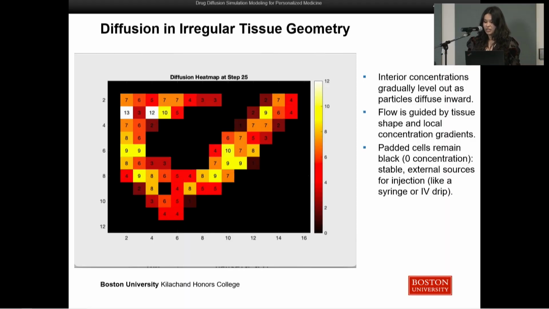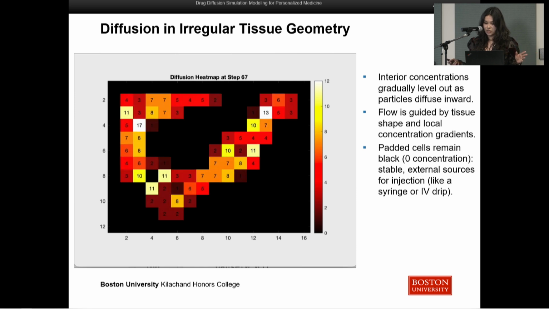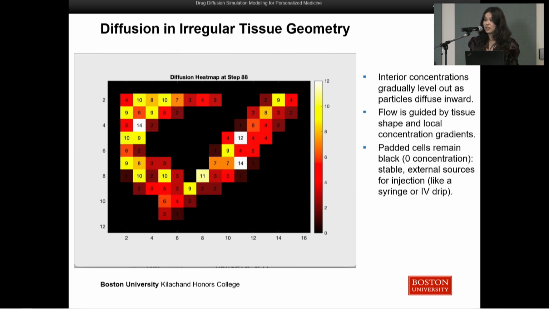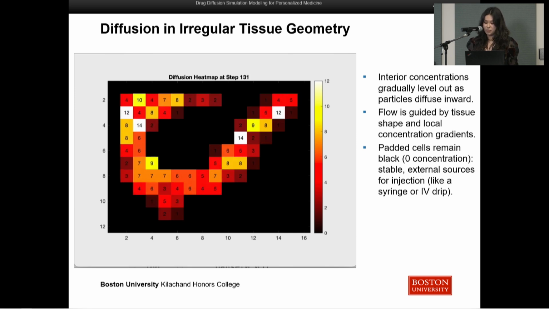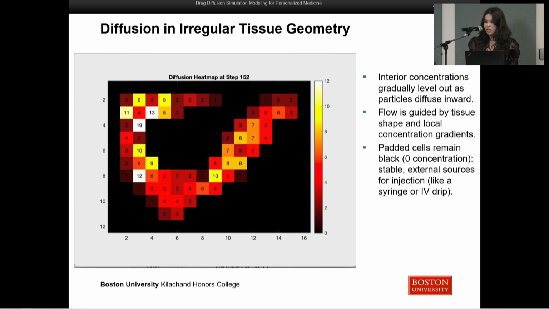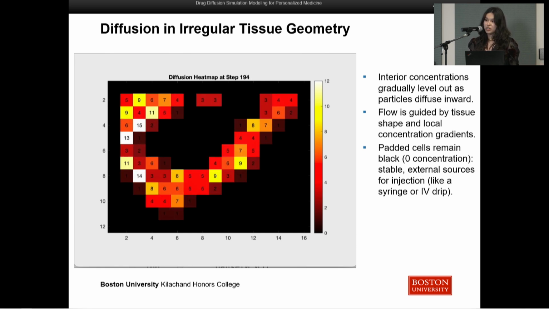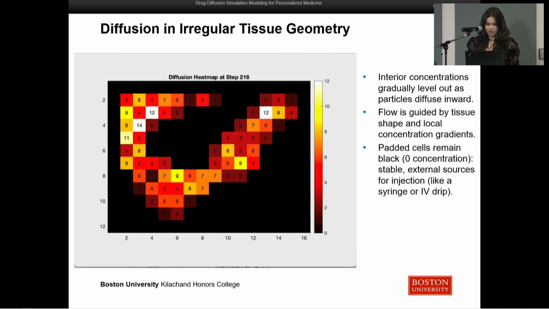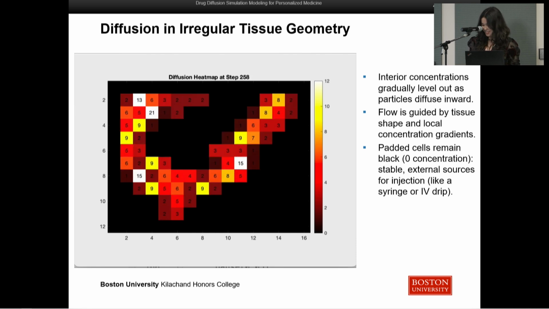And let's see if I can play this. So now, as we let the simulation run, you'll notice that interior cells start to hold a similar concentration, showing that the equilibrium is achieved regardless of the tissue shape. And you'll notice the padded region stays black throughout, remains at 0, which acts as a virtual syringe that injects particles into the boundary but never stores or accumulates them. So I'm not going to play this for longer because you can kind of see the behavior.